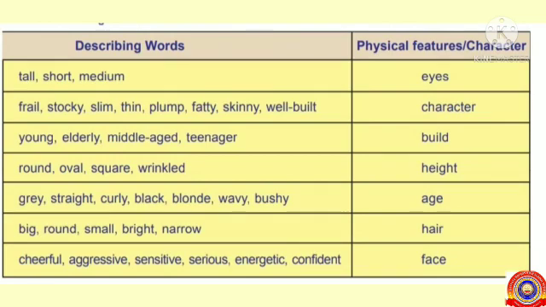Next one, round, oval, square, wrinkled. All of you identify the respective physical feature. Yes, very good. Face. It tells about face. Next one, grey, straight, curly, black, blonde, wavy, bushy. Identify the physical feature. Yes, you are right. It tells about hair.